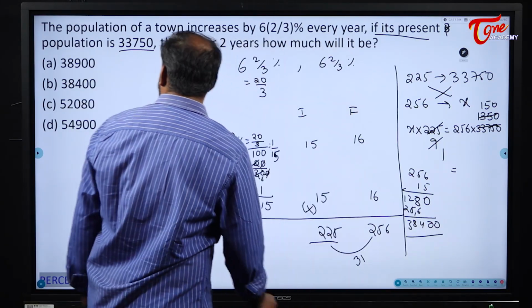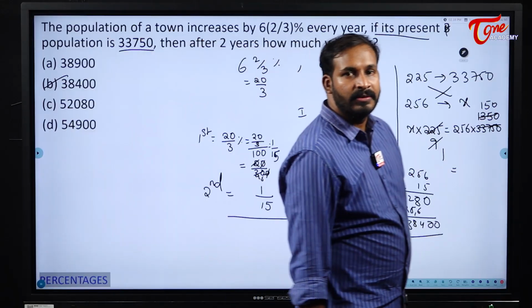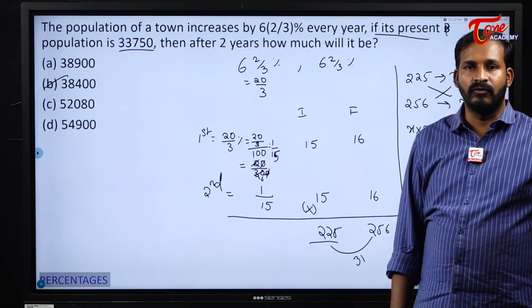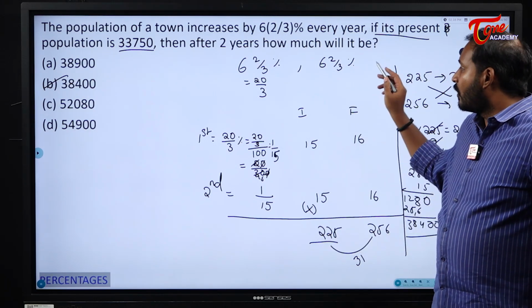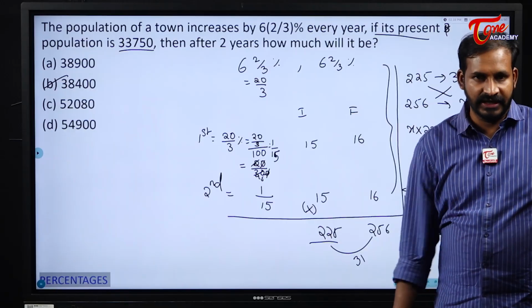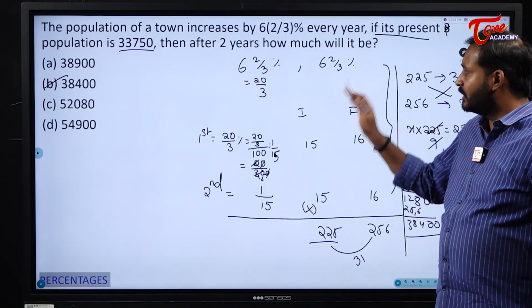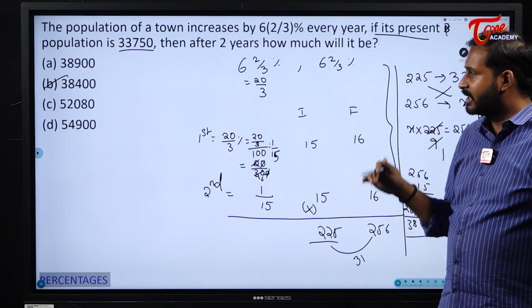So the population will become how much? 38,400. The population becomes 38,400 after 2 years. So if you follow this method, once again I am repeating, you will get the answers very easily and quickly. The only thing is you need to understand the concept. You need to understand the concept, then it becomes easy.